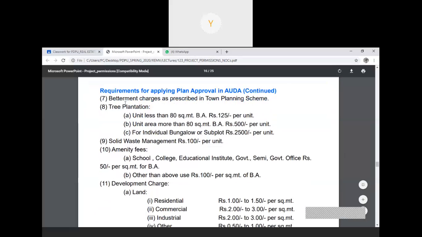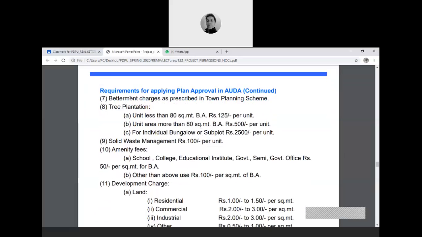So let's continue. In the UDA section, you have to pay for the betterment charges as per the town planning scheme F form. Then there is a separate fee for tree plantation, which the UDA collects. It is a little weird because if your unit size is less than 80 square meter, and again, this is built up area, not the super built up area, it was rupees 125 per unit. Now this has increased. Depending on the built up areas, you have to pay a certain fee. For an individual bungalow or a subplot, it was 2,500 per unit. Again, this might have changed.